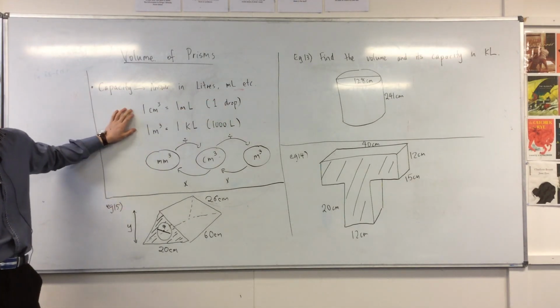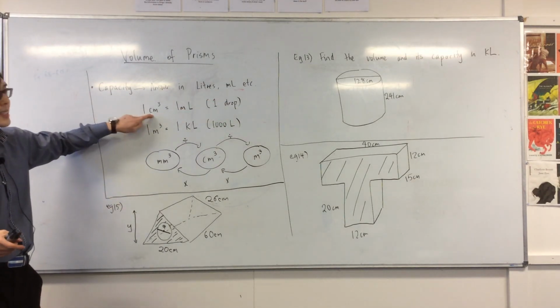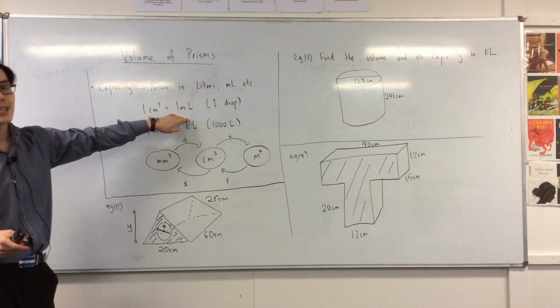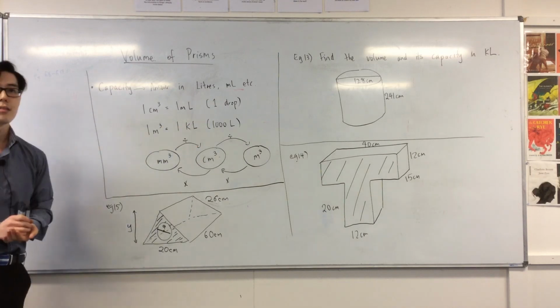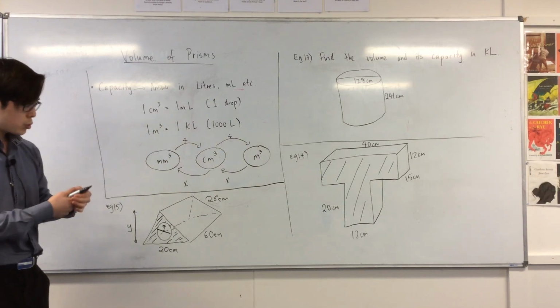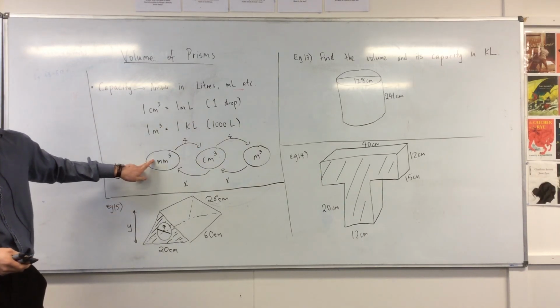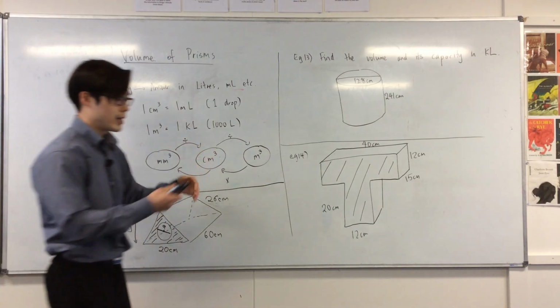In order to know that, just remember, girls, 1 cubic centimeter is 1 milliliter, okay? So that's like 1 drop, okay? And 1 cubic meter is 1 kiloliter or 1,000 liters, okay? Now, in order to do that, we also need to be able to convert cubic millimeters to another.